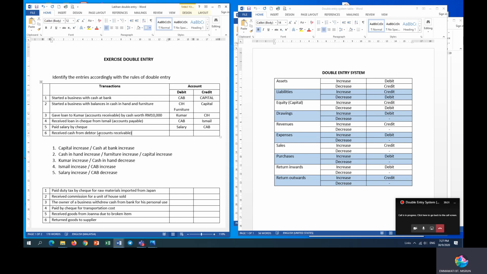What makes us receive cash from our debtors? Kenapa? Oh, debtors ni bayar hutang. Sebab itulah kita terima tunai. Ini maksud catatan nombor 6, transaksi nombor 6.